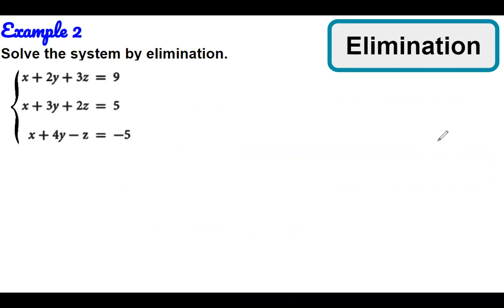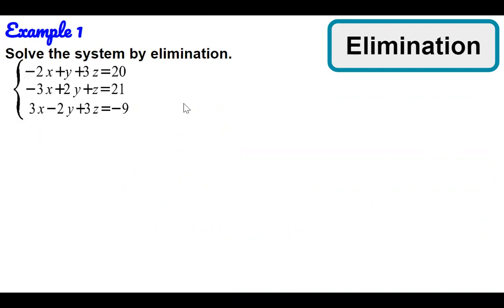So we're going to go ahead and start with example number one. Example number one is this one, sorry. So in this case, we have negative 2x plus y plus 3z equals 20, negative 3x plus 2y plus z equals 21, sorry, 3x minus 2y plus 3z equals negative 9.